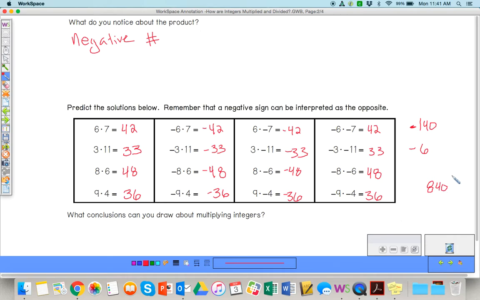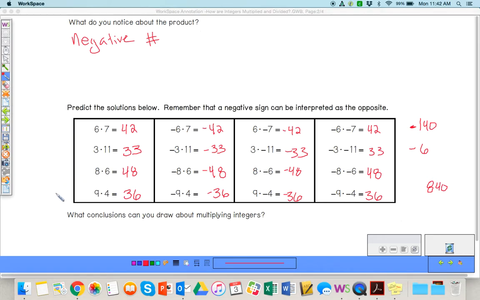So what that means is my dad took those payments away, so that's six fewer payments that I have to make. That means I now have $840 more than I would have normally had. So that's a positive thing in my bank account. He took away payments that I was making, so my payments were a negative amount. Him taking away 6 payments is a negative thing, but it results in a positive thing because now my bank account has $840 more than I would have normally had. So it says, what conclusions can you draw about multiplying integers?